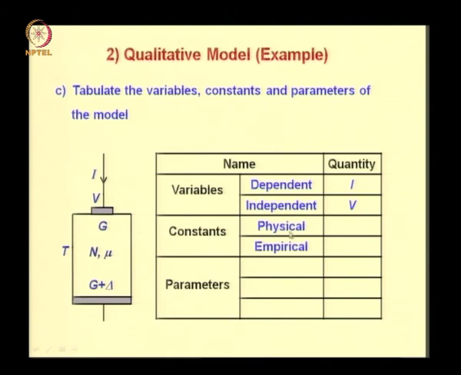Constants can be of two types, physical and empirical. In our case, q is an example of a physical constant. It is a constant because it does not change with situation. There are no empirical constants in our case.